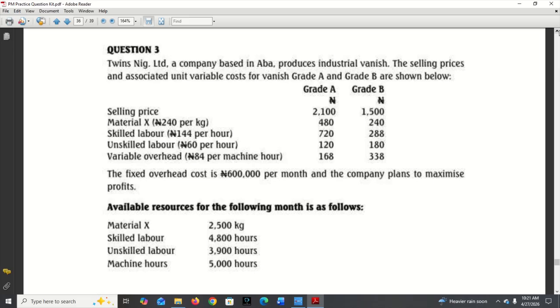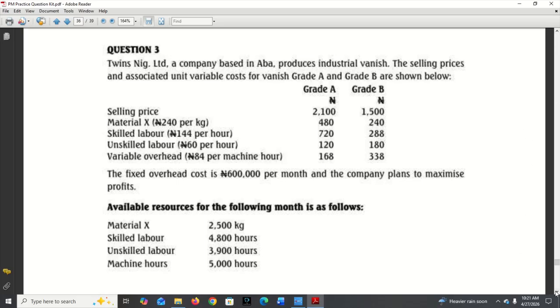The selling price and associated unit variable cost for varnish, grade A and grade B, are shown below. So we have grade A and grade B, and we are given the individual selling price for each of them. Then, of course, our material, skilled labor, unskilled labor, and variable overhead, which is per machine hour. The fixed overhead cost is 600,000 naira per month, and the company plans to maximize profit.